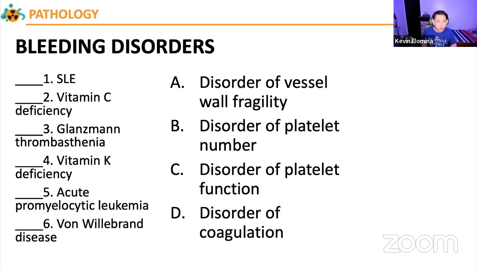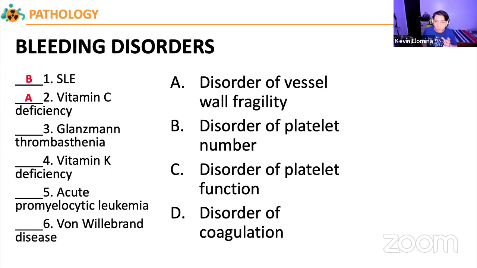Now, for your bleeding disorders naman, SLE. Anong meron sa SLE? Remember that it can cause immune thrombocytopenic purpura. Therefore, that is a disorder of platelet number. Okay? Now, if you have vitamin C deficiency, remember that your vitamin C is important in maintenance of your collagen, di ba? And in turn, your vessel wall integrity. Therefore, if you have scurvy, then you can have bleeding, and that is because of what? Vessel fragility, no, vessel wall fragility. So the bleeding parameters are expected to be normal.